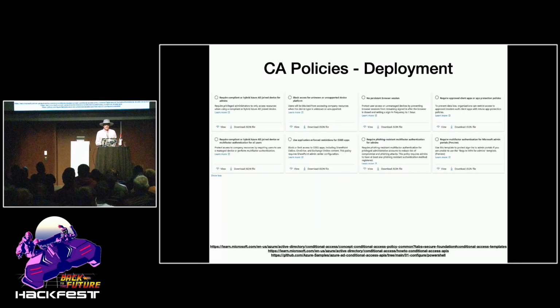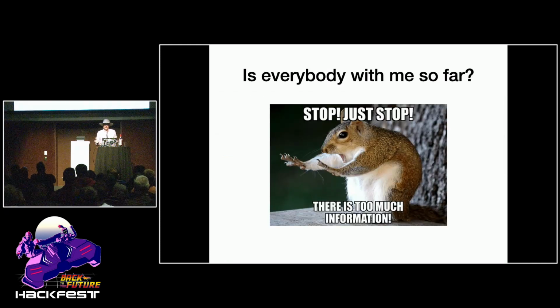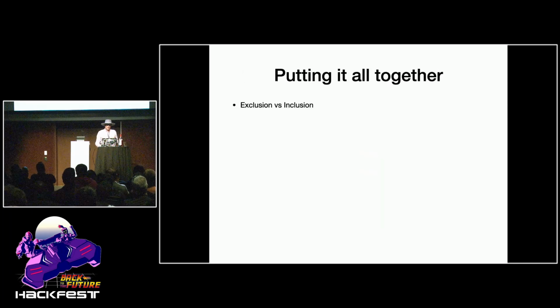So there's lots of stuff here so far. When we start looking at all of this, that's okay, because there's some templates. If you would rather use templates to deploy, go for it. There's also JSON formatted imports, also good. And you can just use PowerShell. So, is everybody with me so far? I got some nods. This is good. So let's put it all together.